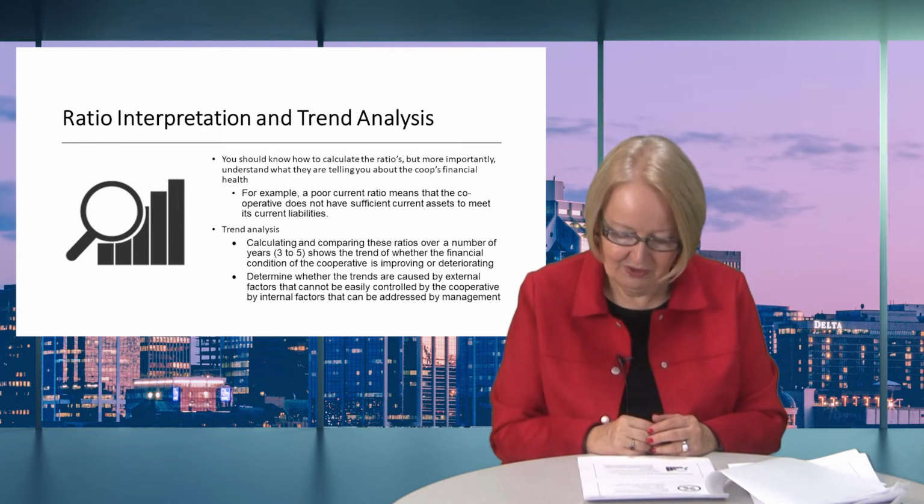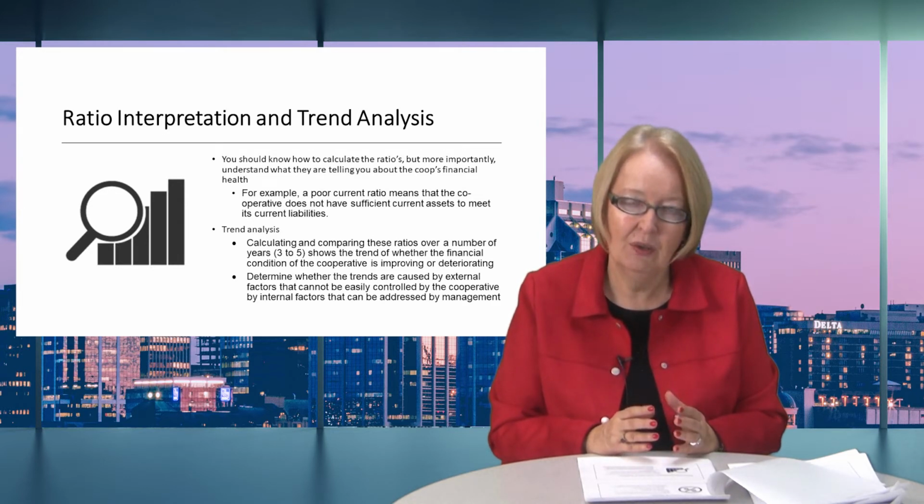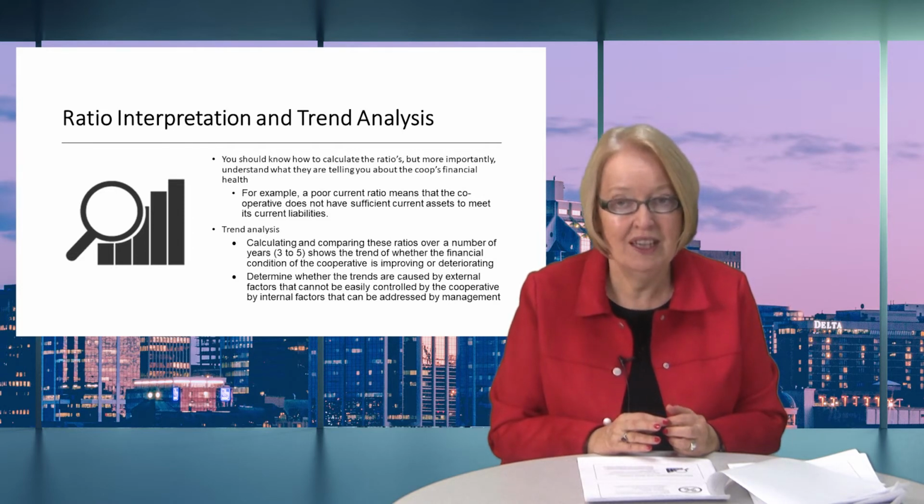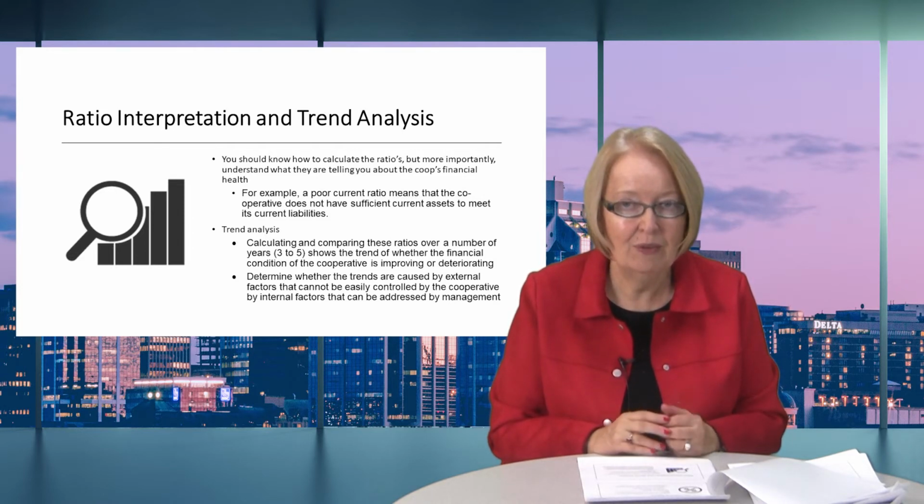That's really important. So if you have a poor current ratio, if the ratio of current assets to current liabilities is less than 1, this is telling you you do not have enough assets on hand to meet your obligations in terms of paying your bills.